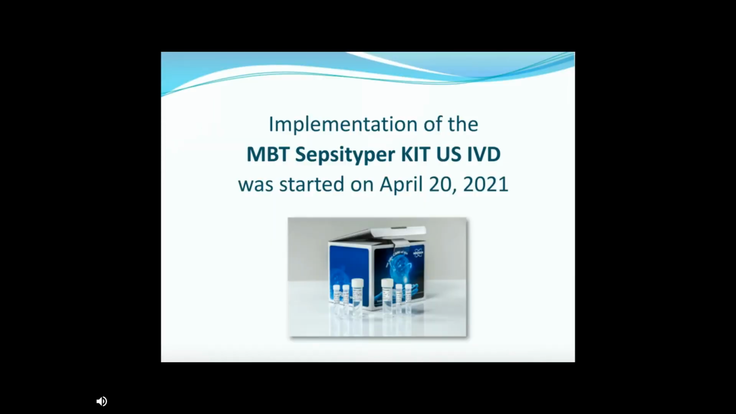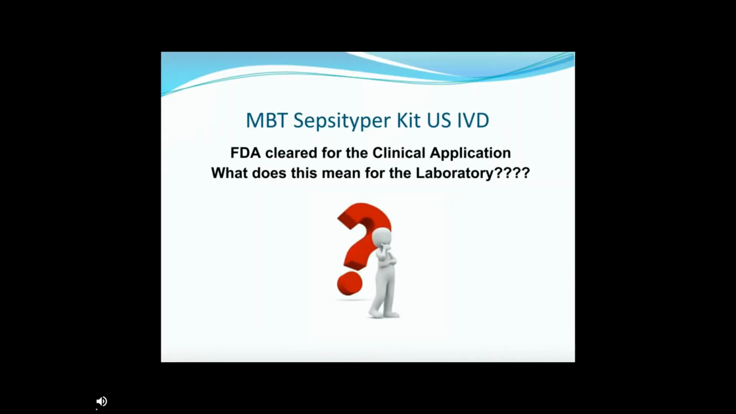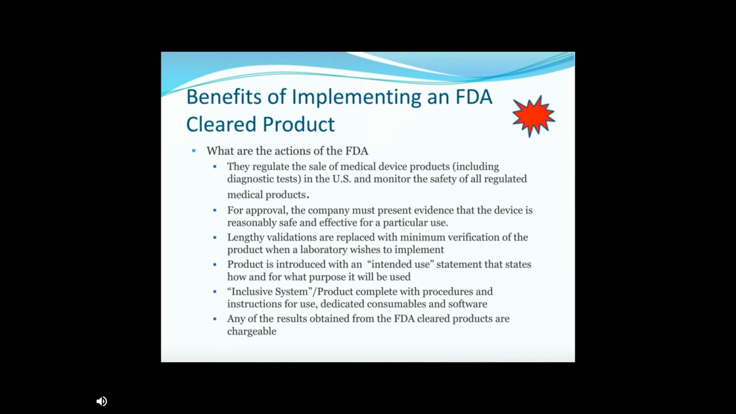So in 2021, Bruker came out with the Sepsityper Kit US IVD. So this is a kit that now we can use on the clinical side. So this was FDA cleared for the clinical application. So what does this mean for the laboratory? FDA cleared products are now chargeable. So this is great for us because now that it's on the clinical side, we are able to charge, versus when it was on the research side, it was non-billable and we were unable to charge for this product.